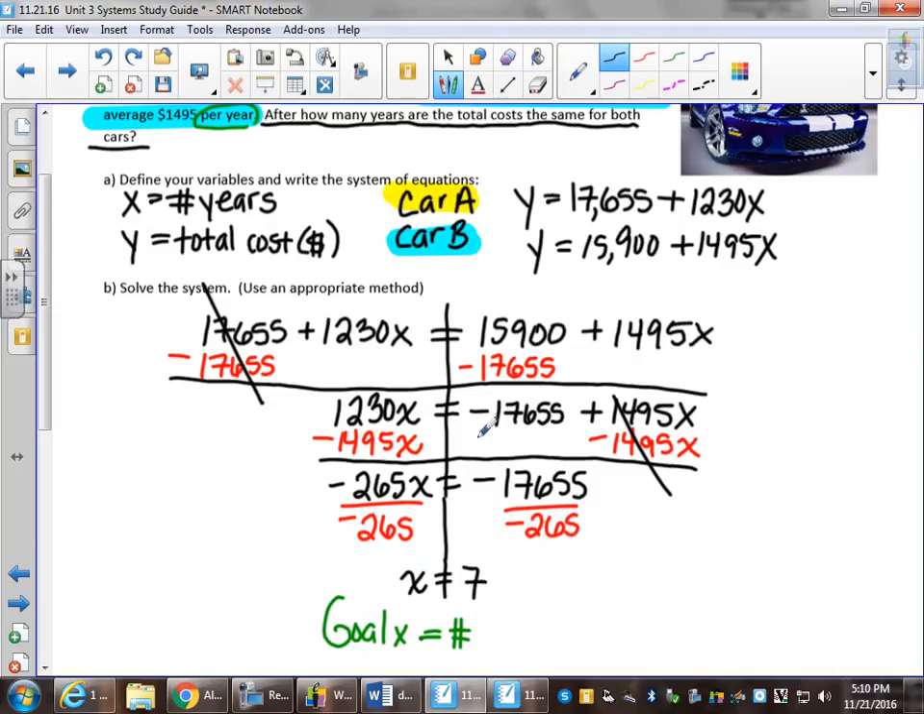7 what? Well, when I look, x equals number of years. So after how many years are the total costs the same? After 7 years. Now the question only asked us when, after how many years are the costs the same? We found that and we're done. It didn't say what is that equal cost. So if you've answered the question, we can move on.